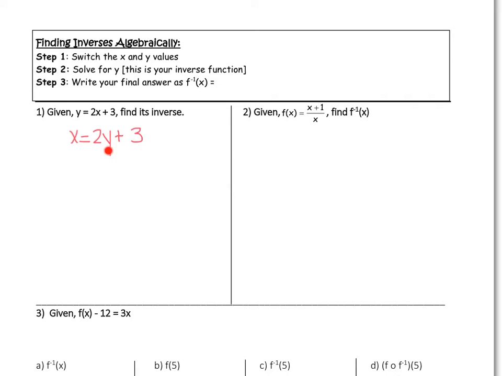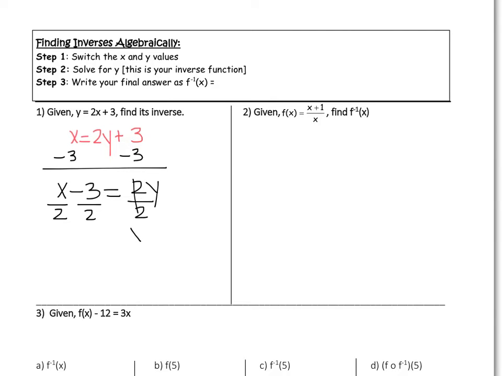So here's my new y, and I need to solve for it. So I'm going to subtract 3 on both sides. I'll get x minus 3 equals 2y. Now divide each piece by 2. These will cancel. So you're left with y equals, technically there's a 1 there, so you could say 1/2 x minus 3 over 2.